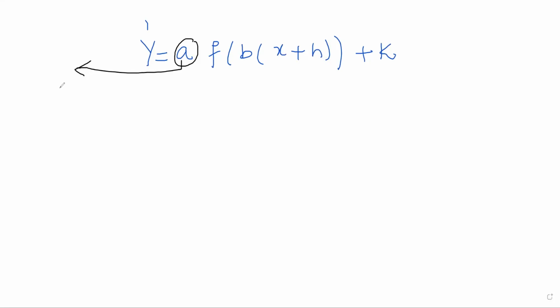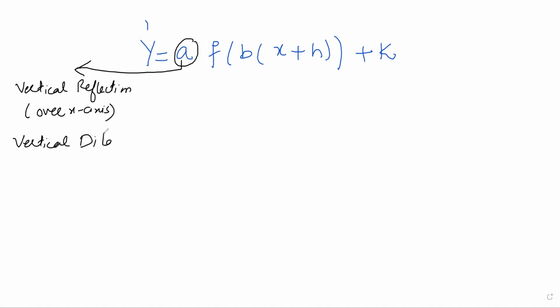What is A? A means vertical reflection. Reflect over the x-axis in the vertical direction, affecting the y values. Or vertical dilation, and that affects y values. In brackets, it means it's affecting x values. I'm not writing "affect" again and again. Okay. Now I have the B.